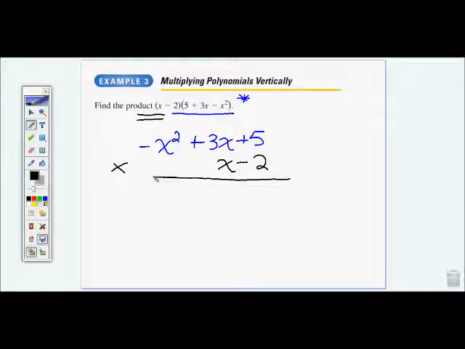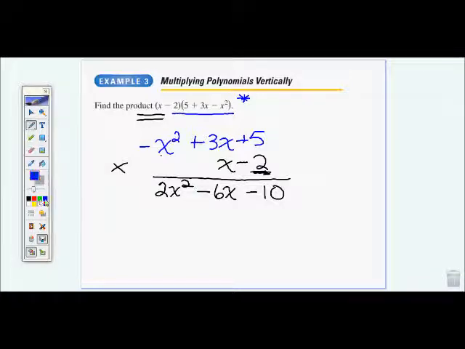Now going back to how you learned multiplication, you went from the ones place, multiplied the 1 by each one of the terms, and then you went to the tens place and multiplied the 10 by each one of the terms in the longer one. That's what we're going to do here. So we're going to start with our negative 2, and we're going to go negative 2 times a positive 5 is going to give me a negative 10. Negative 2 times a positive 3x is going to give me a negative 6x. And a negative 2 times a negative x squared is going to give me a positive 2x squared.